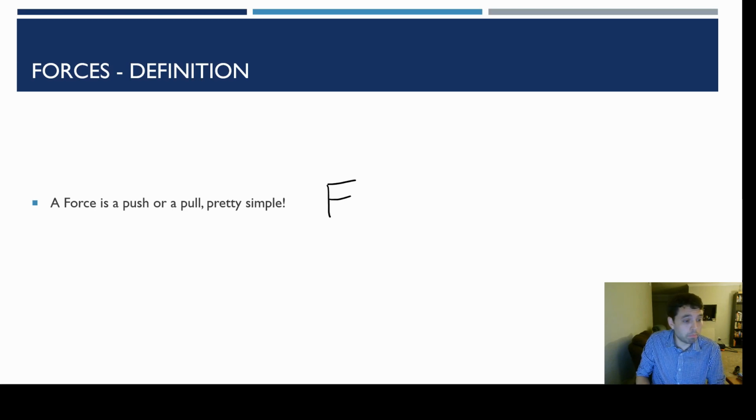I tried. So yeah, it's a push or pull. That's it. Pretty simple. The units for forces are the newton. So let's say you have force equals 15 newtons. You put it in there, capital N for newtons.